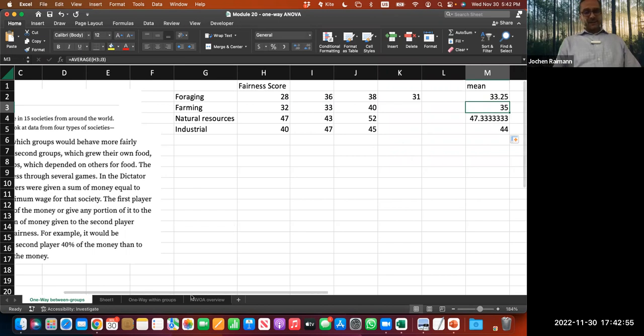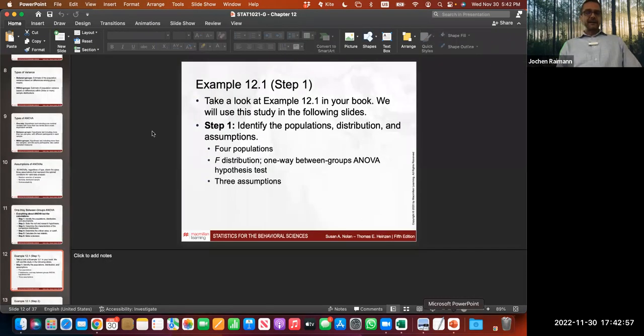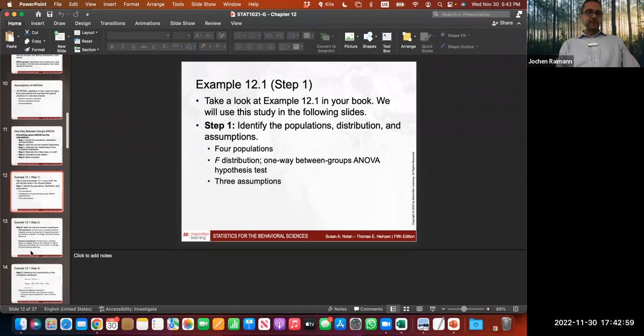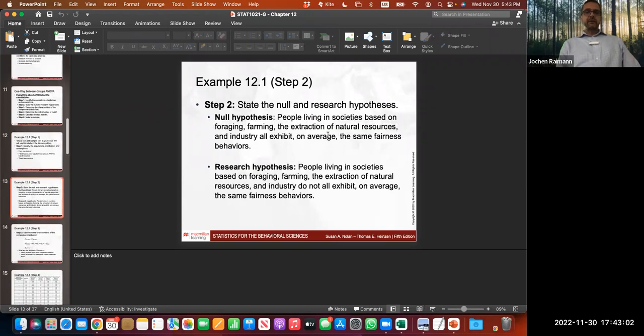Okay, so we're looking at these four different groups, and we now have our null hypothesis phrased so that if one mean is different from any other mean, this would basically be rejecting the null hypothesis, which states that on average they all have the same fairness behavior. And the research hypothesis is that they do not all exhibit the very same behavior.